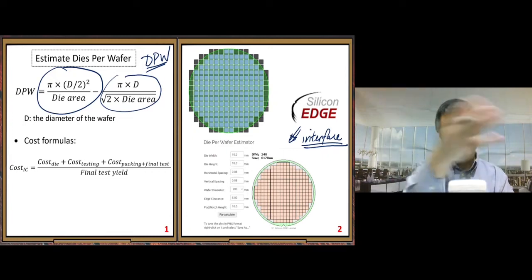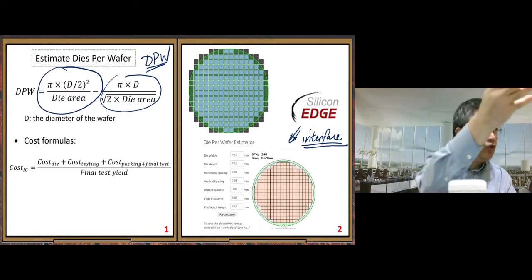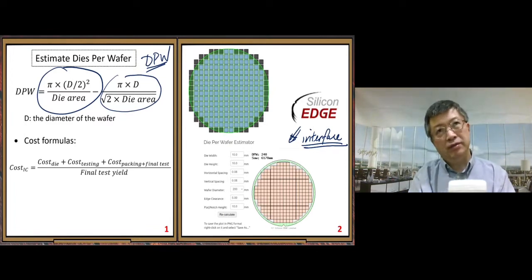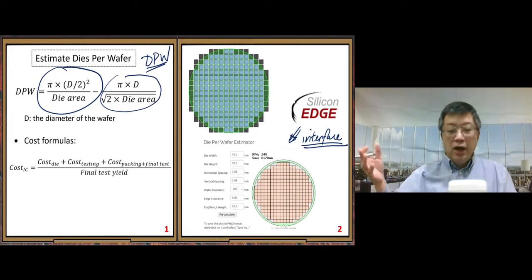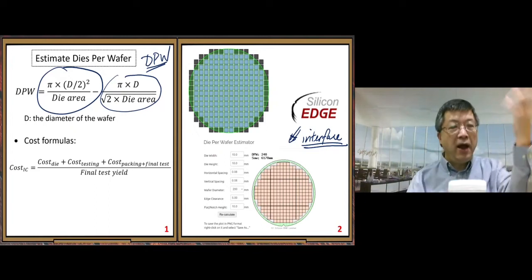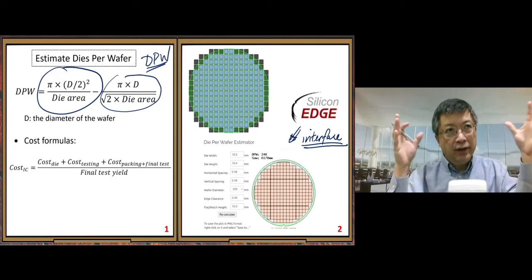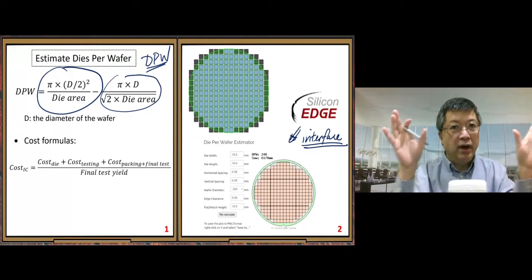You don't want to put a malfunctioning chip in a computer. So before you put it there is a final test. There is a cost, okay? So you put all those costs together, then you spread that number.